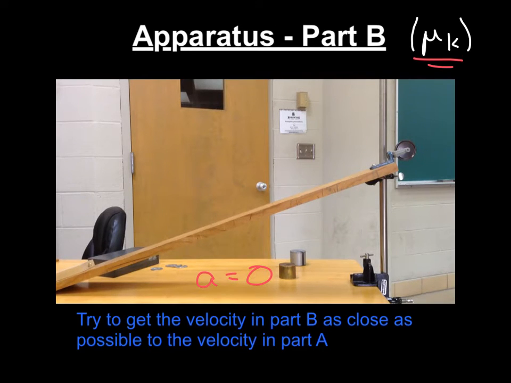One additional note. Try to get your velocity in part B as close as you can to the velocity in part A. Since friction depends a little bit on velocity, and we want our values to be comparable, so make sure your velocity in part B is as close as you can to part A.